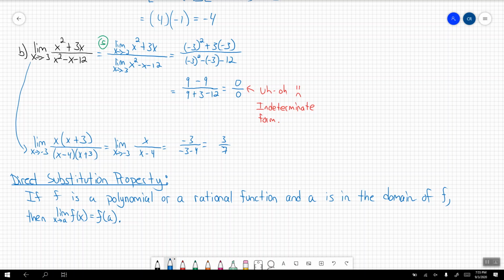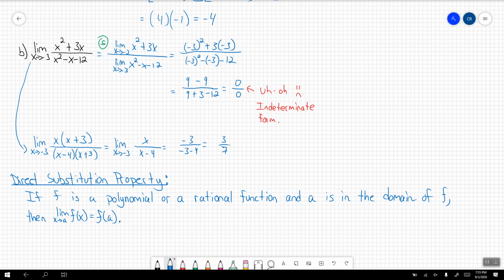In other words, we get a direct substitution, kind of like what we analyzed in part A, where we said, hey, we could possibly do this. Now we come to find out, yes, we definitely can do it, and it doesn't just apply for polynomial functions, it also applies for rational functions, so long as a is in the domain of the function.